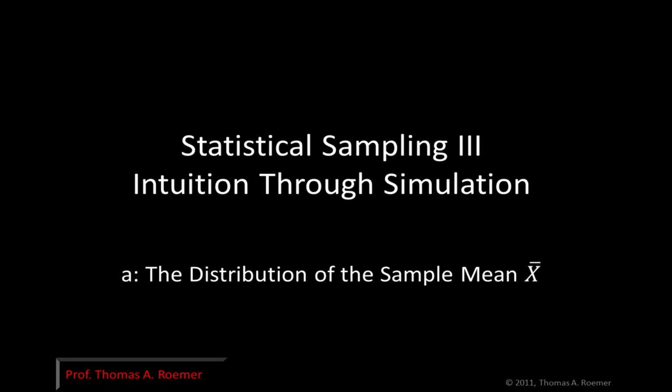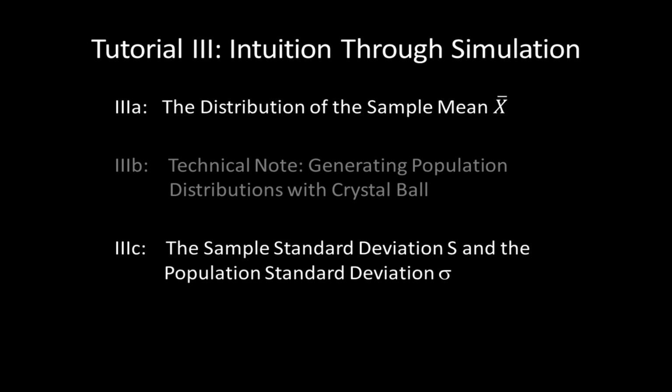Welcome to Statistical Sampling 3, Intuition through Simulation. This module will consist of 3 tutorials. In Tutorial 3a, we'll look at the distribution of the sample mean, x bar. Tutorial 3b, which you may want to skip if you only care about sampling, is a technical note. It simply helps you understand how we generate the population in the background of the spreadsheets you will see in this tutorial. And then in Tutorial 3c, we will look at the sample standard deviation S and the population standard deviation sigma and develop some insights there.